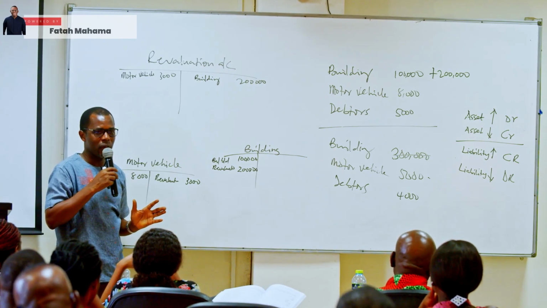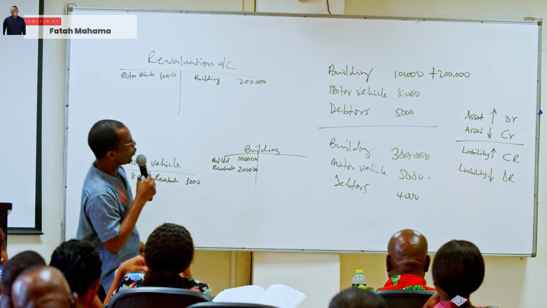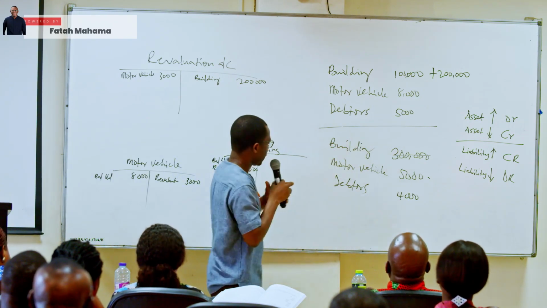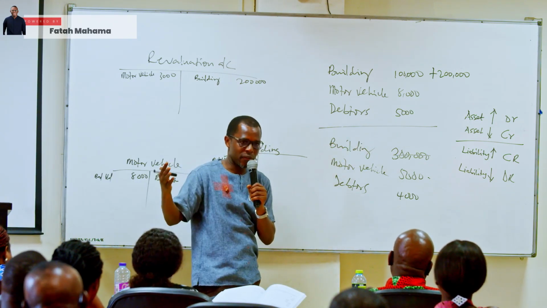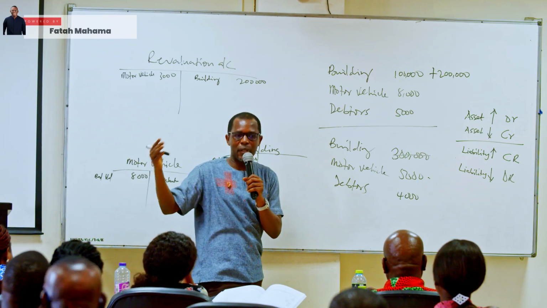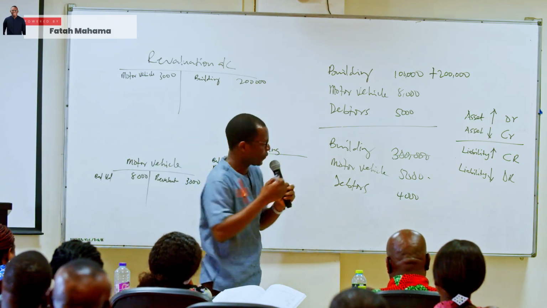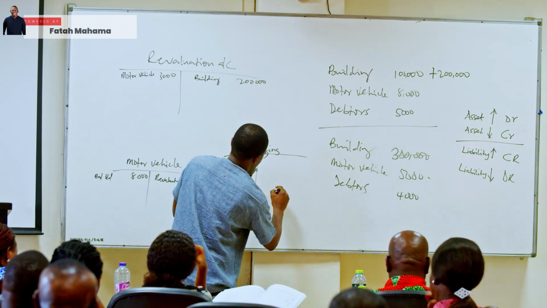Are we together? Okay. So we would have then gone to debtors. Debtors is what? Assets. All assets without exception are what? Debit balance. So debtors.